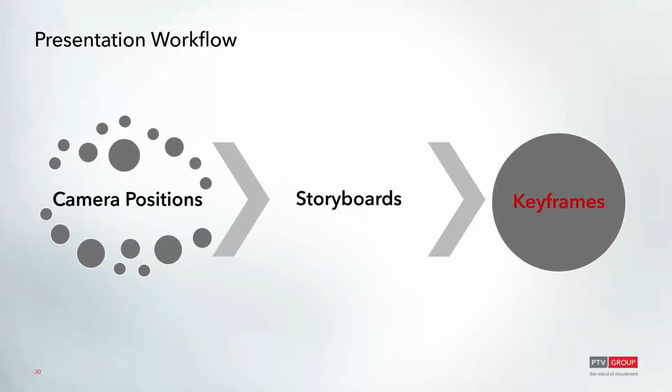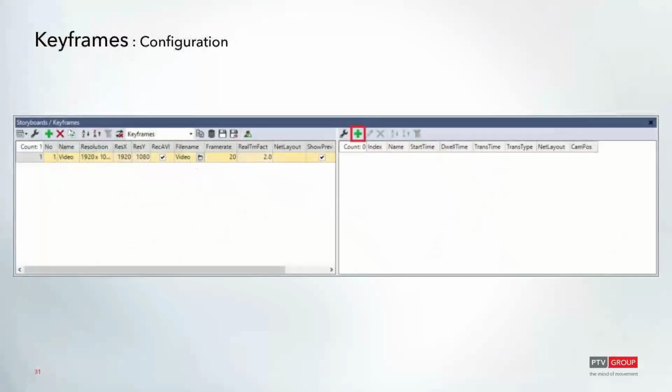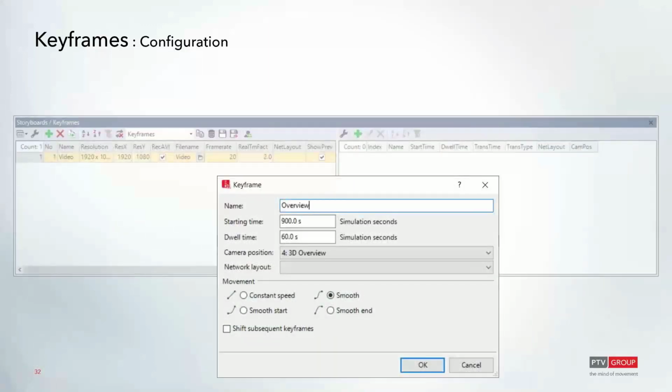All right, so now that we have a storyboard added, we can start to take a look at adding in those keyframes, which again are going to be linked to those camera positions that we added earlier. In order to add a keyframe, you can just select that plus button that's here in the child window to the right of those storyboards. And this will open up the keyframe window where you can do some further editing.